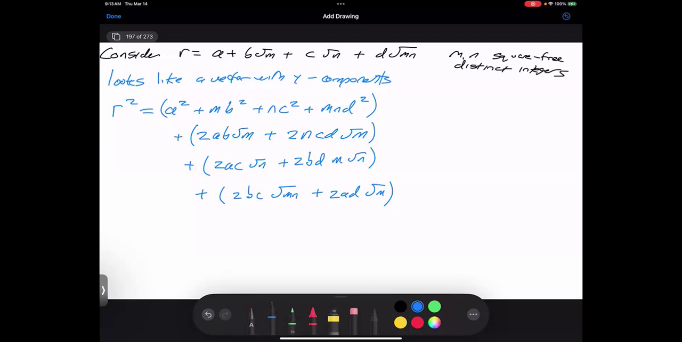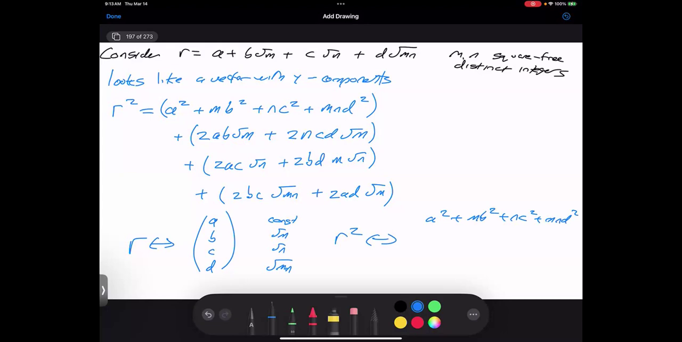So I can represent R as the 4-vector A, B, C, D. This is the constant, this is the square root of M, this is the square root of N, this is the square root of MN. And I can correspond to R squared. It would be a little bit more involved. It would be A squared plus M B squared plus N C squared plus MN D squared. Then the next one would be 2AB plus 2NCD. The next one would be 2AC plus 2BD M. I'm doing everything correctly.